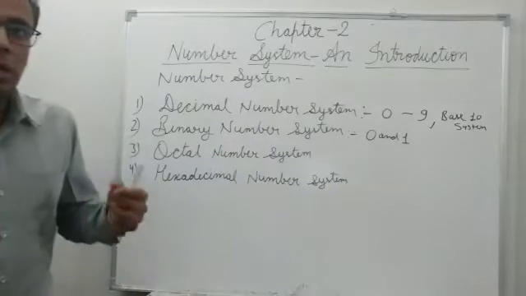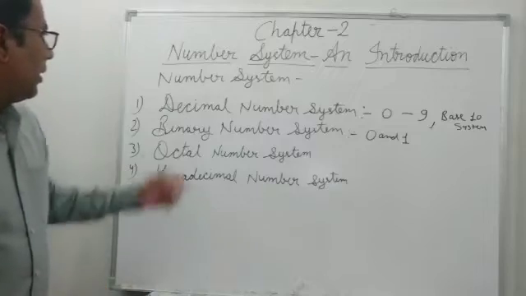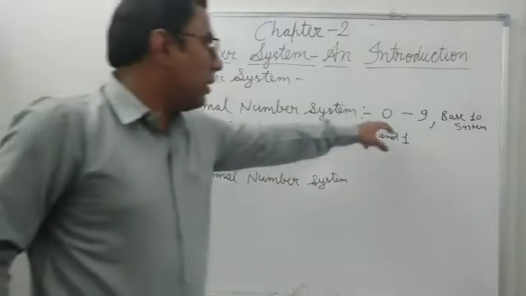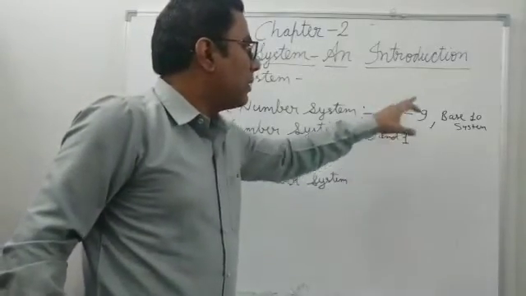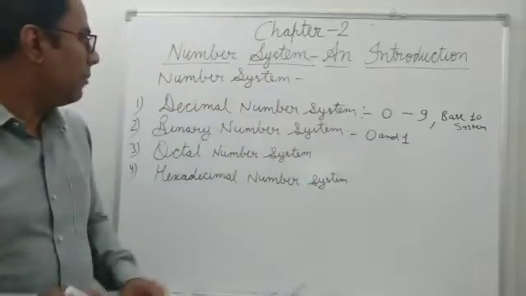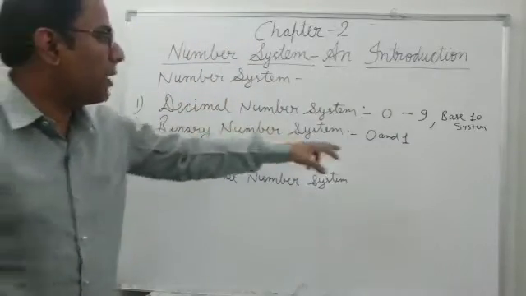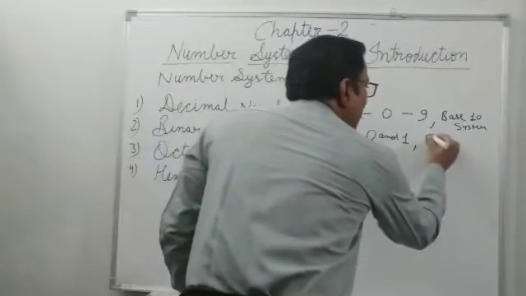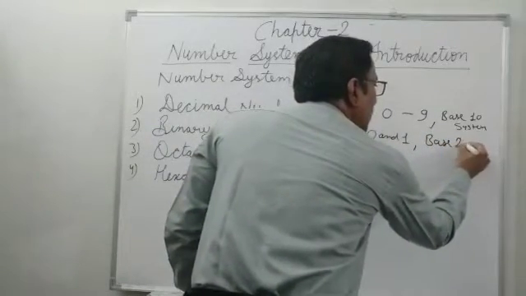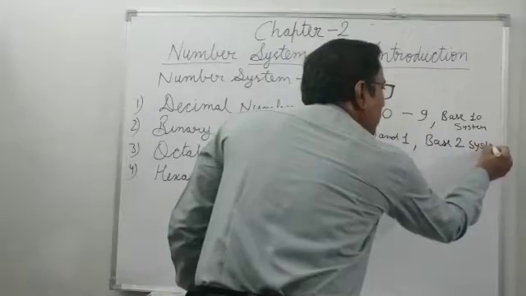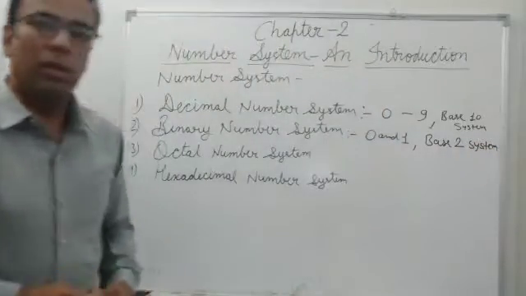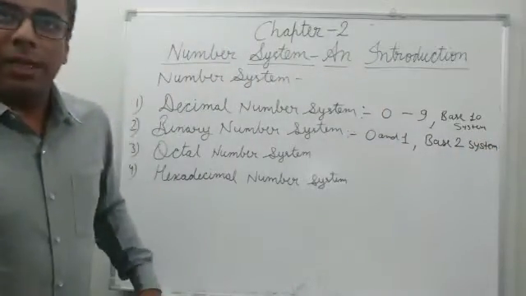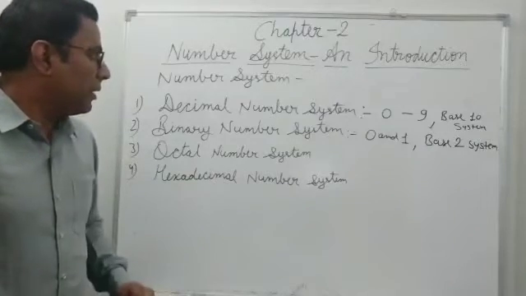In the decimal number system there are a total of 10 digits, so it is called the base 10 system. In the same way, the binary number system consists of a total of 2 digits, so it is called the base 2 system.